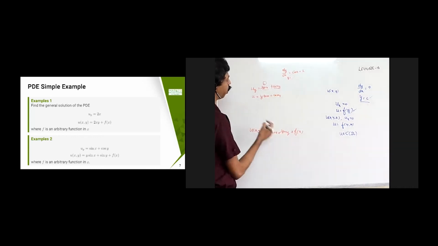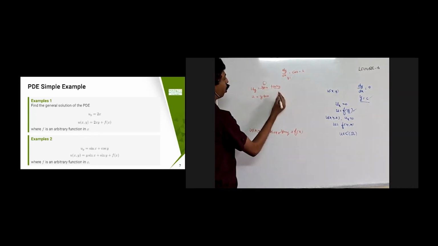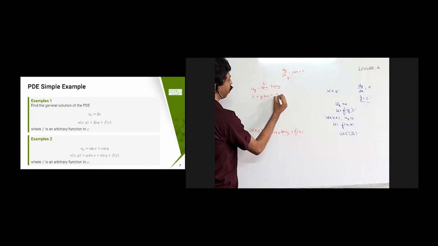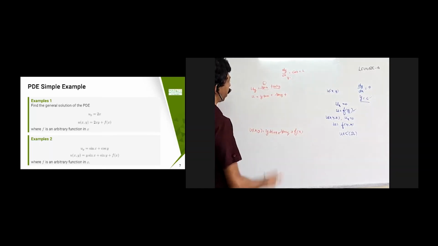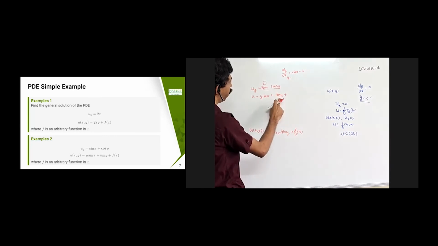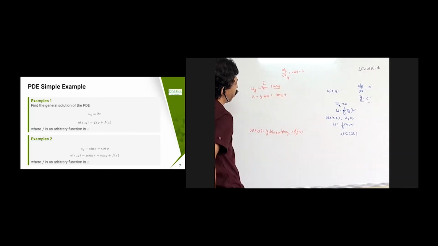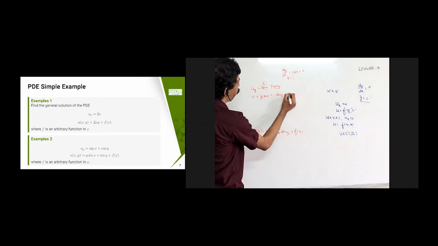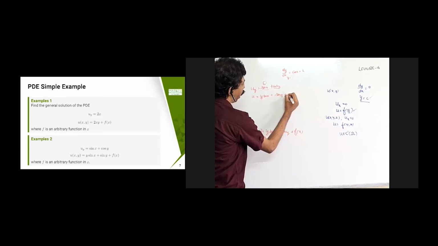Here plus, not minus. So u is going to become plus sin y, because if I differentiate sin y, I get cos y. So u is equal to y sin x plus sin y. Here I'm going to get some constant, therefore I can put some function.